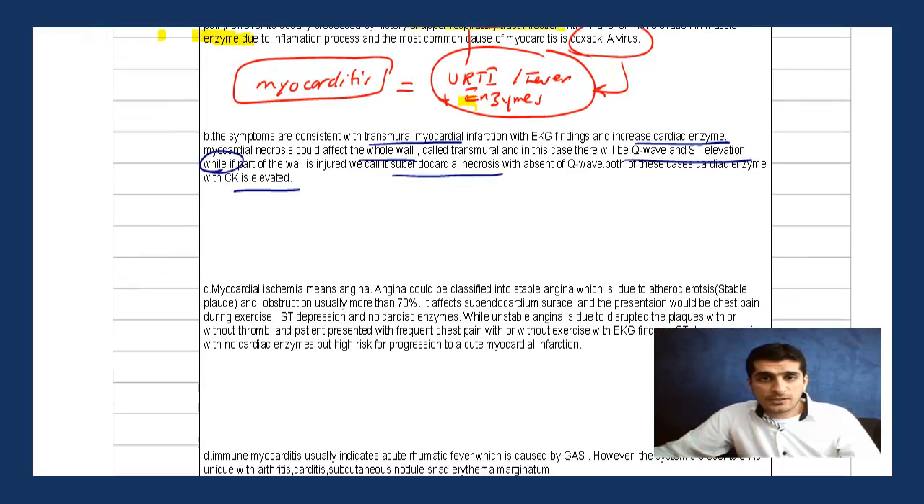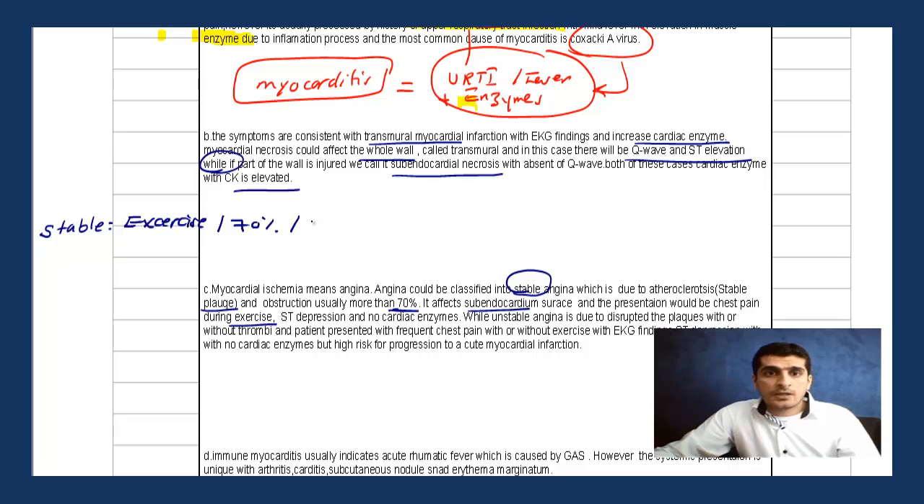Basically, look at what he's saying. Angina could be classified into stable angina, which is due to atherosclerosis. Stable means a stable plaque formation. Look at the pathology: it's just a stable plaque, meaning the obstruction is usually more than 70%, but it's not totally obstructed, and it is subendocardial. Those patients have chest pain during exercise. So for a stable one, exercise is a key point. You can say 70%, you can say ischemia, and then subendocardial.